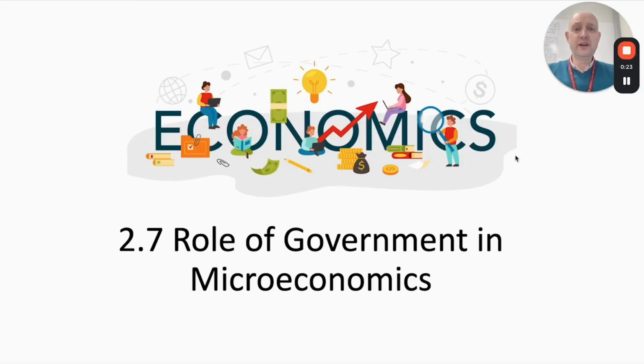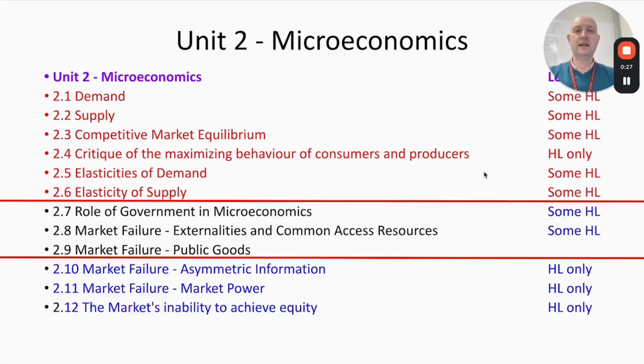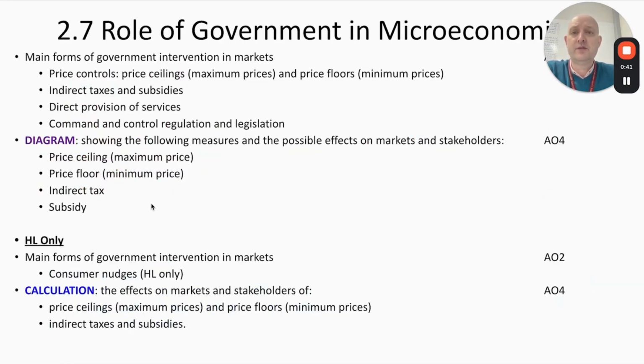Everyone, and welcome to video 1 in chapter 2.7, Role of Government in Microeconomics. This is the 7th chapter in microeconomics, and I normally teach 2.7, 2.8, 2.9 together. This is where we're going to see market failure and what the government can do about it. So the syllabus looks like this.